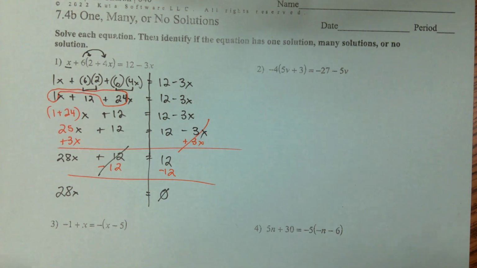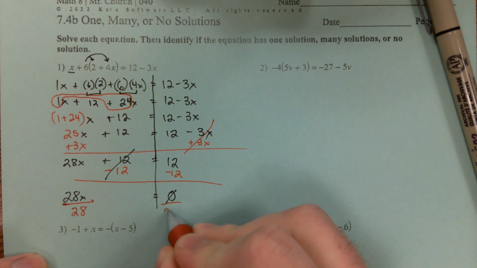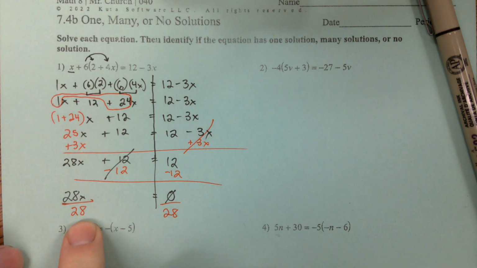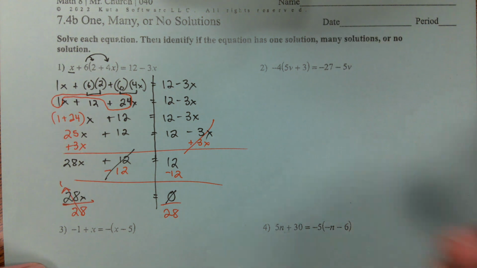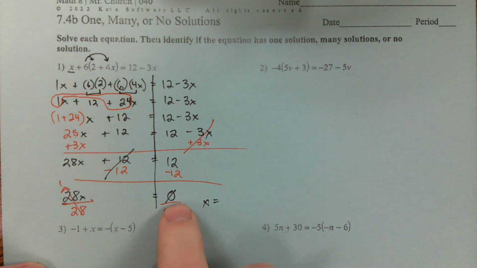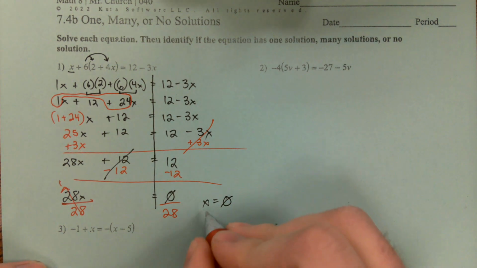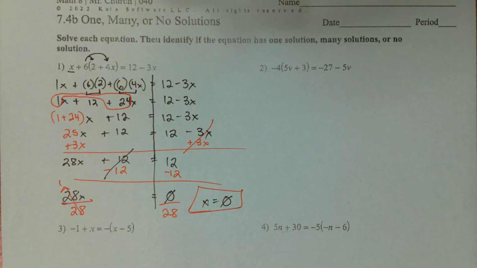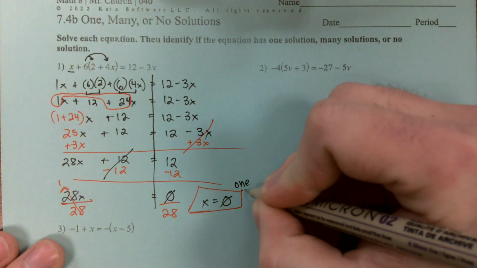We bring the 28x down, and our last step is to divide both sides by the number in front of x, which in this case is 28. 28 over 28 cancels to 1, leaving us here with x equals 0 over 28. Well, 0 over anything, 0 over 1, 0 over 1 million, is equal to 0 no matter what. So because we have x equals 0, this is going to be one solution.